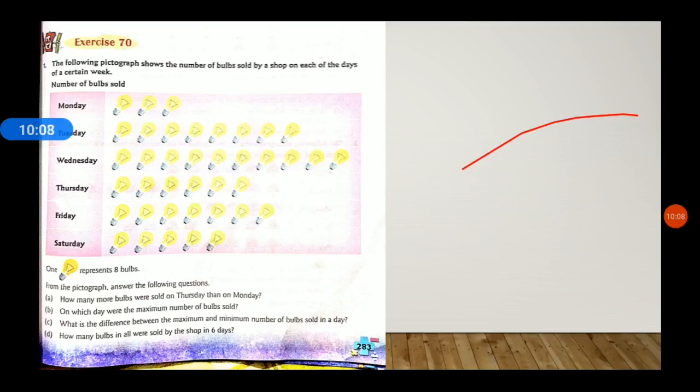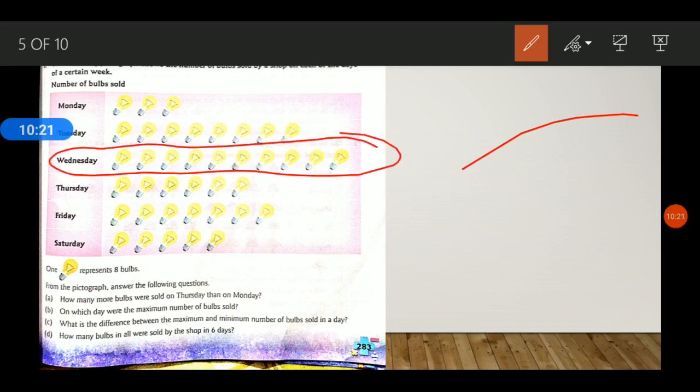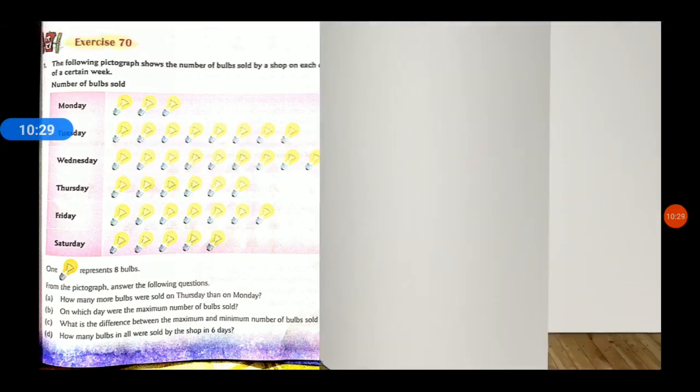Now the next question is, on which day were the maximum number of bulbs sold? Question number B is, on which day were the maximum number of bulbs sold? Now you can see here, in which day the maximum pictures are given. You can see the maximum pictures are given on Wednesday. So obviously on Wednesday maximum bulbs were sold. So how will you write? The answer will be on Wednesday.